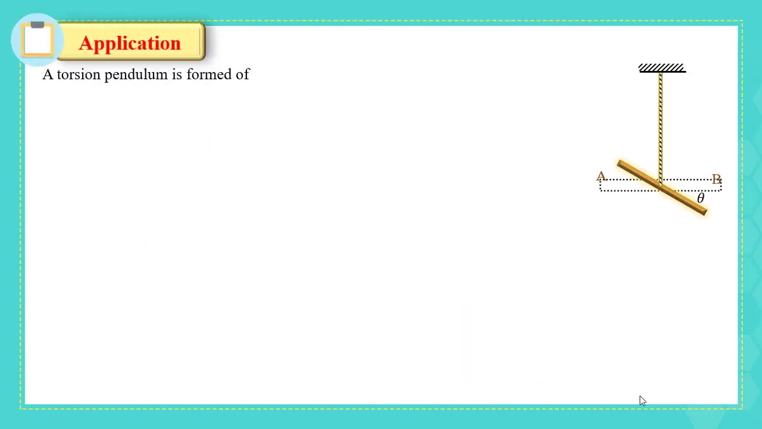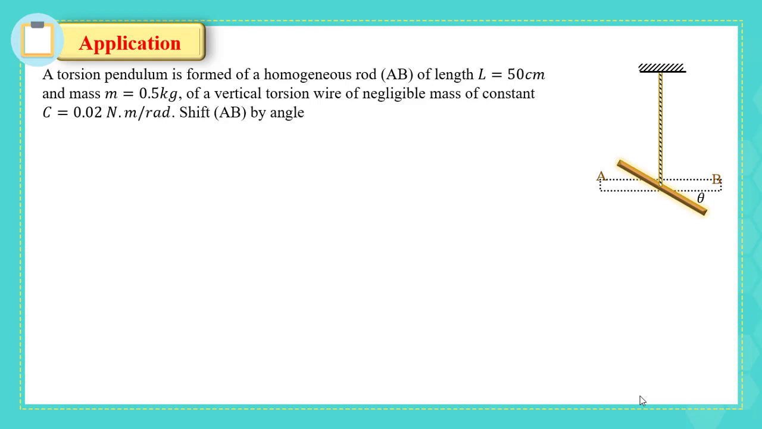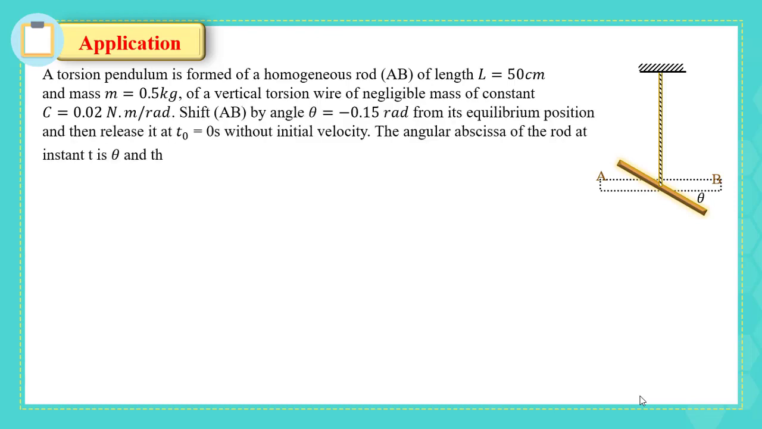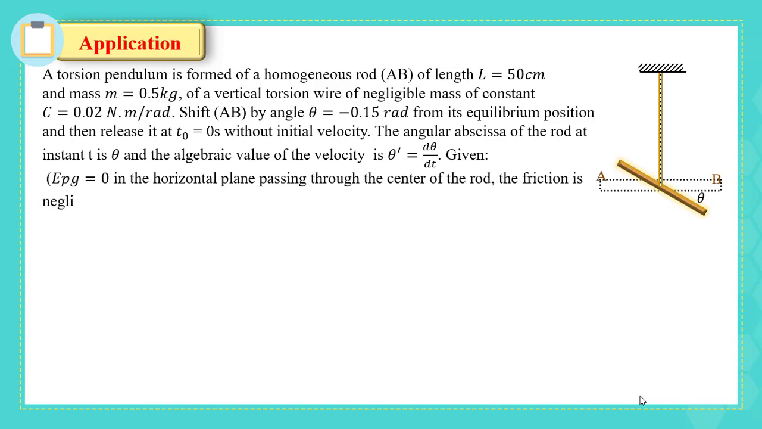A torsion pendulum is formed of homogeneous rod AB of length L, 50 centimeters, a mass m, 0.5 kilograms, and a vertical torsion wire of constant 0.02 with no mass. This rod is shifted by an angle theta equals to minus 0.15 radians from its equilibrium position, and it is released without initial speed. Given that the angular abscissa of the rod at instant t is theta and the algebraic value of its velocity is theta prime equals to d theta by dt, the gravitational potential energy is 0 at the horizontal plane passing through the center of the rod.